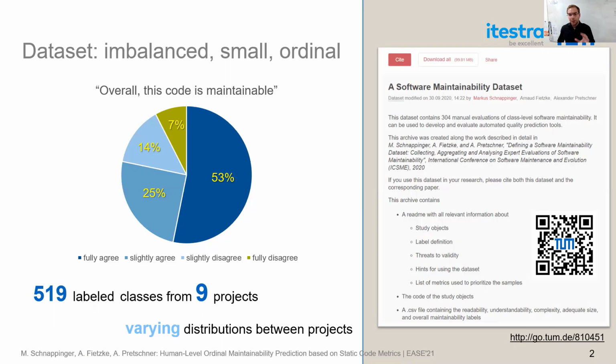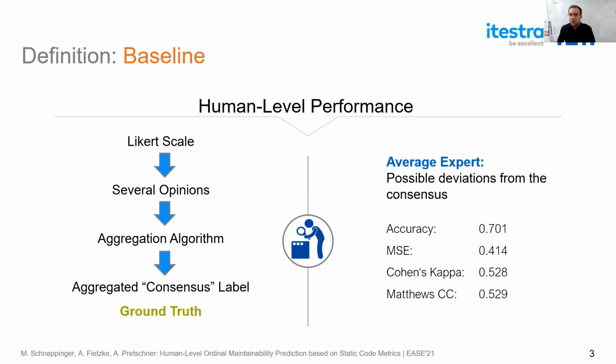So for this experiment, we have to dig a bit further into how the dataset was created. We showed code to the experts and asked them about the quality of the code using a Likert scale that corresponds to these 4 classes that you've just seen on the pie chart. Now, several experts rated the same code snippet, and then we aggregated their vote using an aggregation algorithm, and came up with the aggregated consensus label. And this is the label that we use as a ground truth in our experiments here.